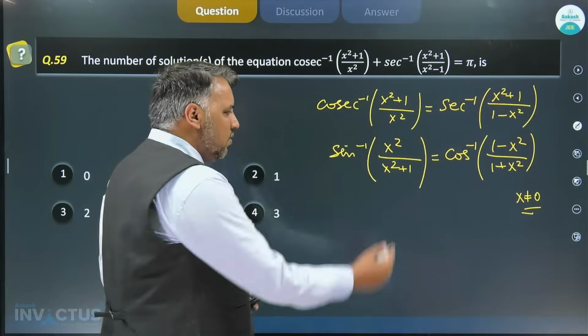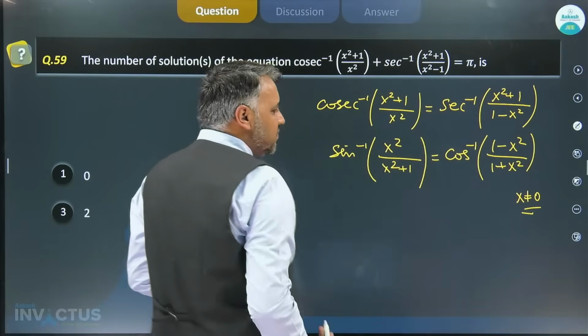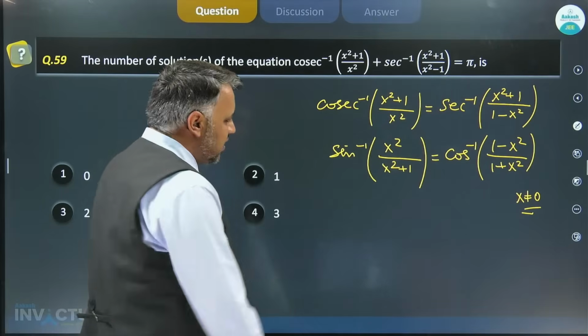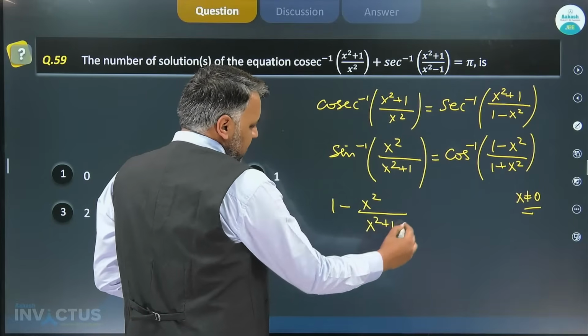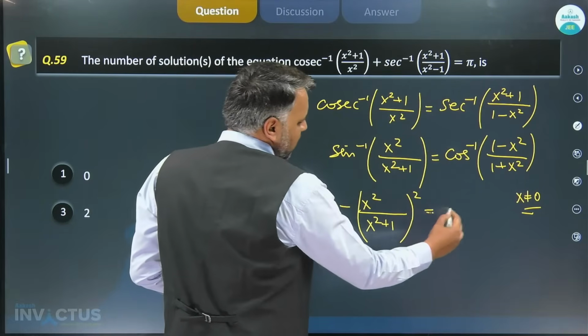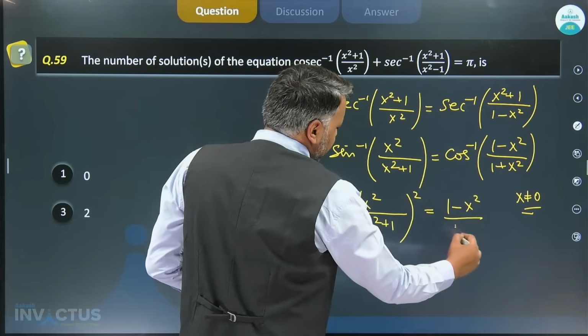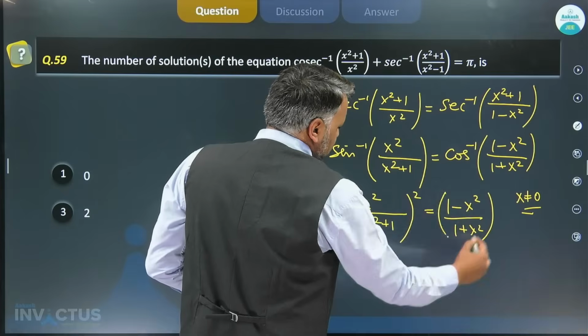Okay. So now cos inverse something is equal to sine inverse something. Taking cos on both sides, you will get 1 minus x square divided by x square plus 1 whole square is equal to 1 minus x square divided by 1 plus x square whole square.